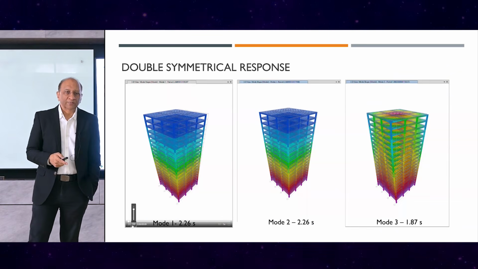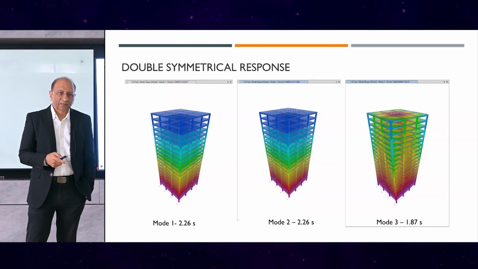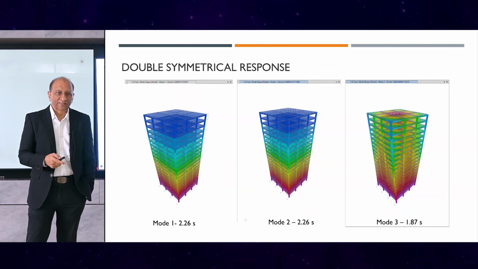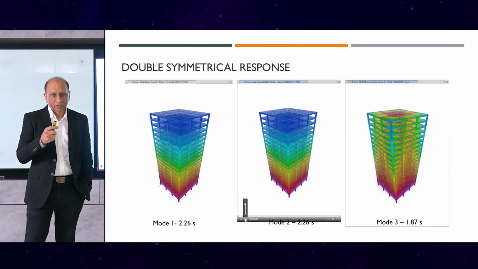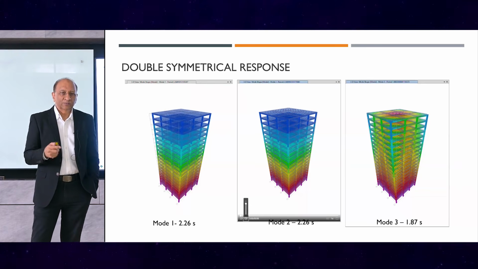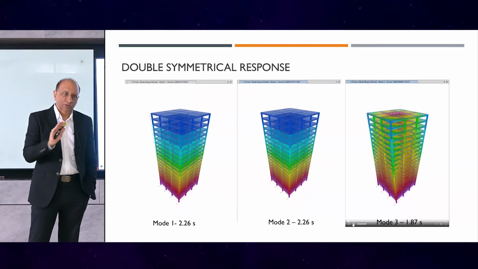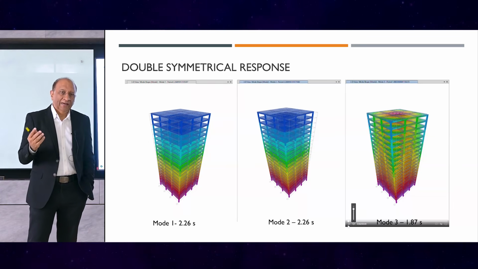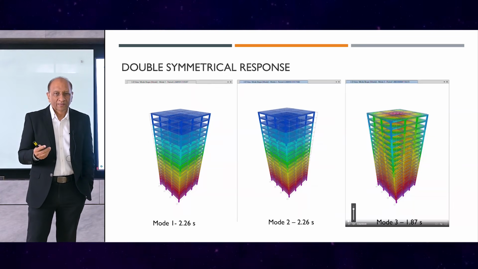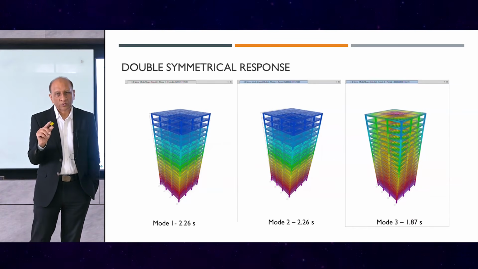If you look at the initial periods, you will find here that the first period equals 2.26 seconds, a little bit longer than it should be because the structure is not restrained by shear walls. The second one is moving in the other direction, but also both of them are translational. And the third one, you will see, is moving in rotation, is rotating.